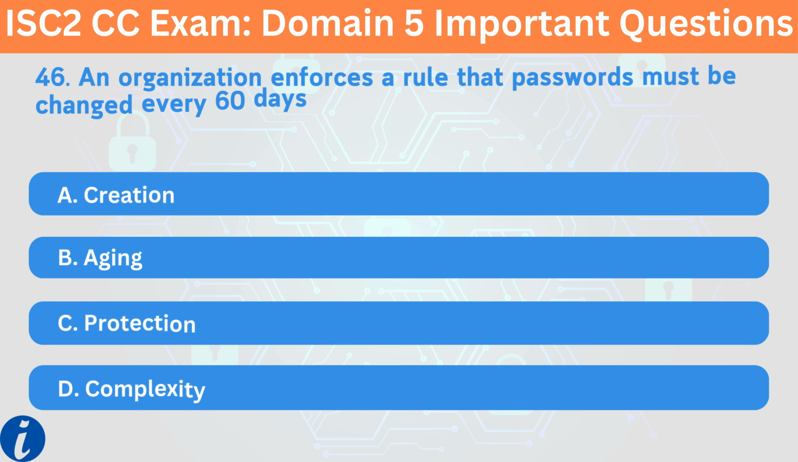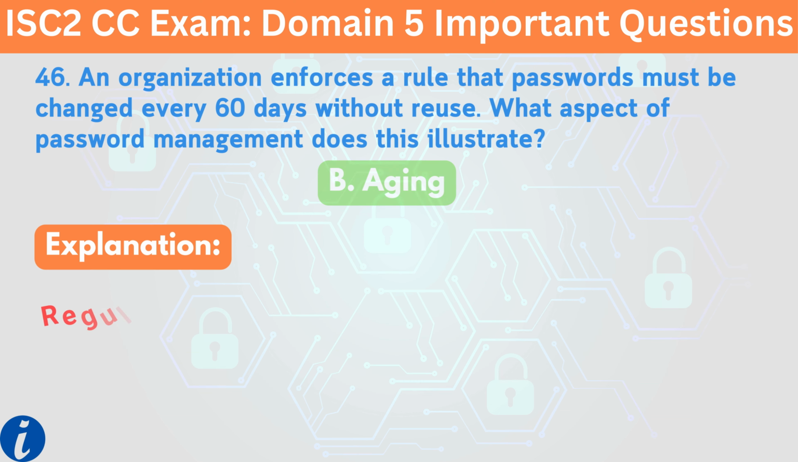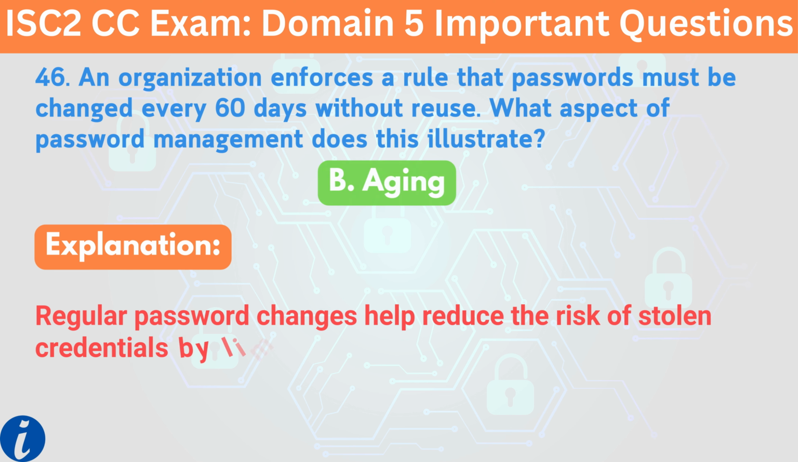46. An organization enforces a rule that passwords must be changed every 60 days without reuse. What aspect of password management does this illustrate? A. Creation. B. Aging. C. Protection. D. Complexity. The correct answer is B. Aging. Explanation. Regular password changes help reduce the risk of stolen credentials by limiting their effective time.